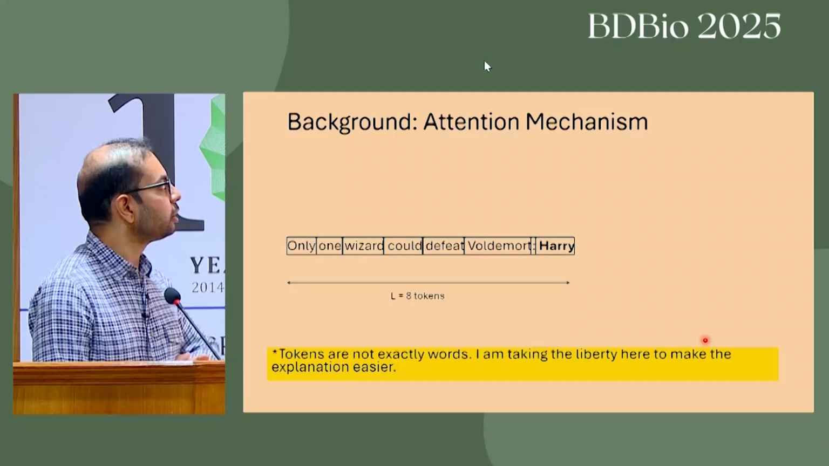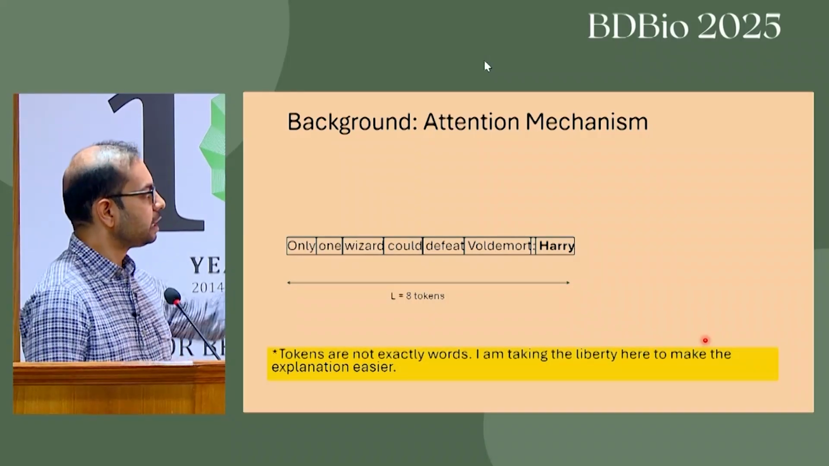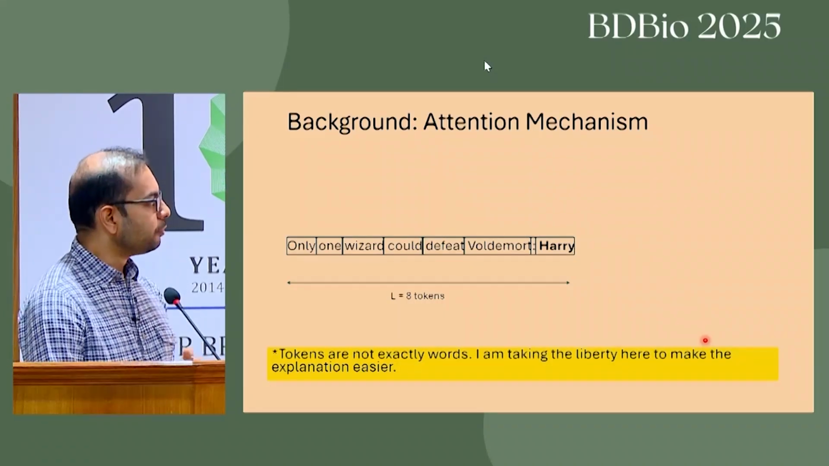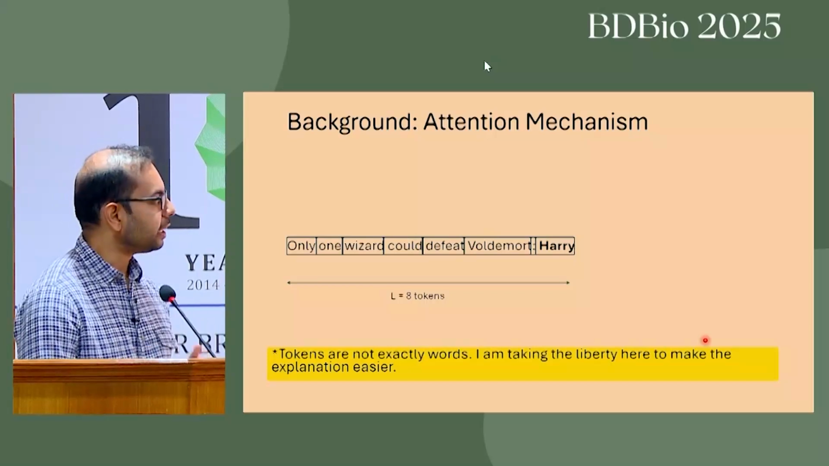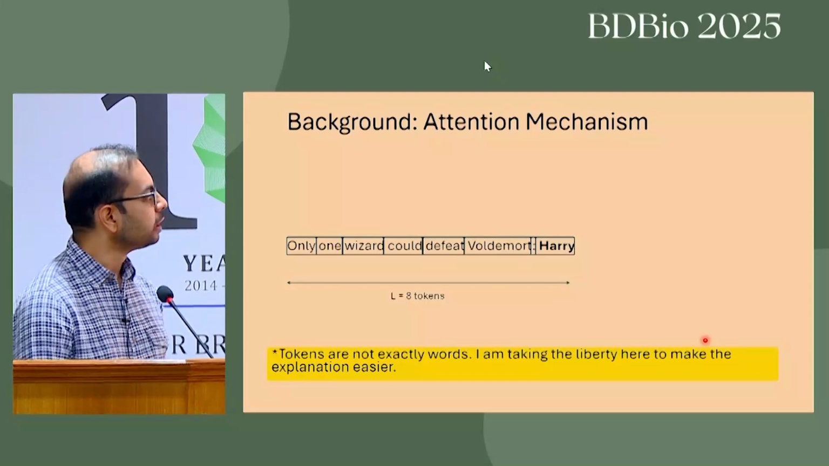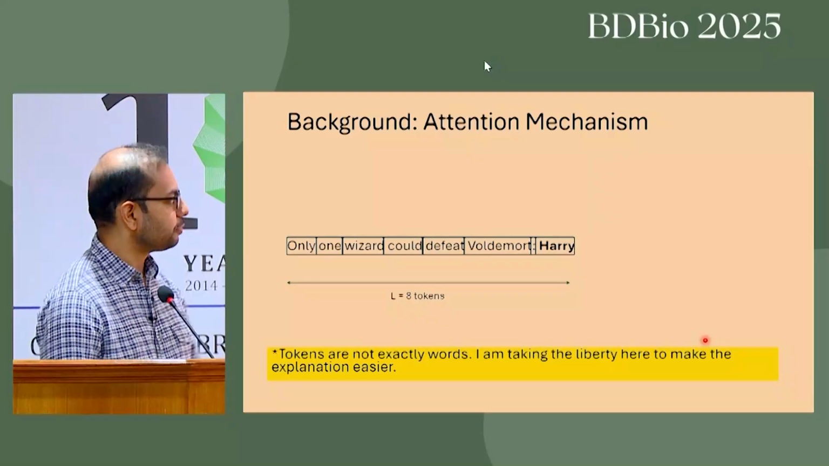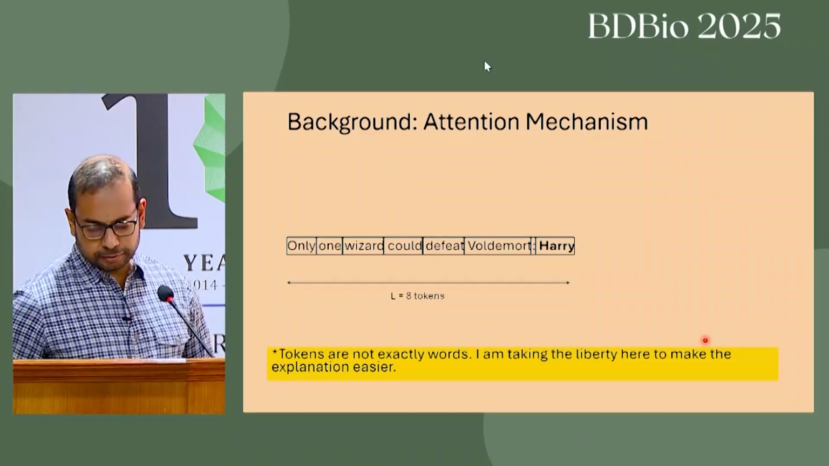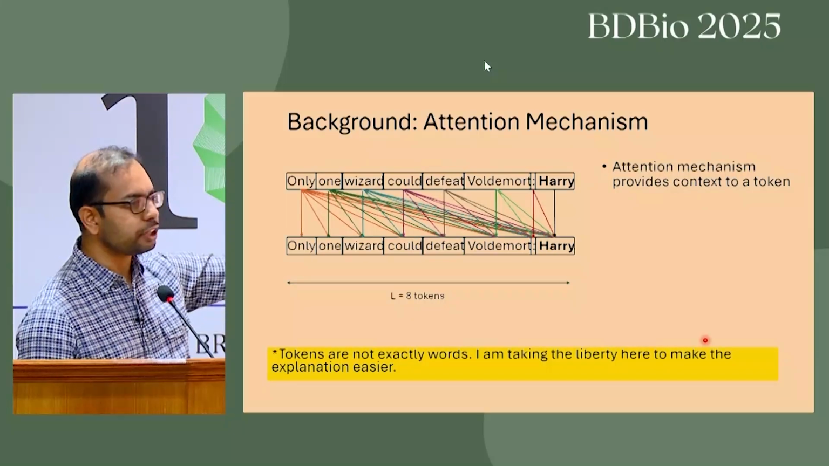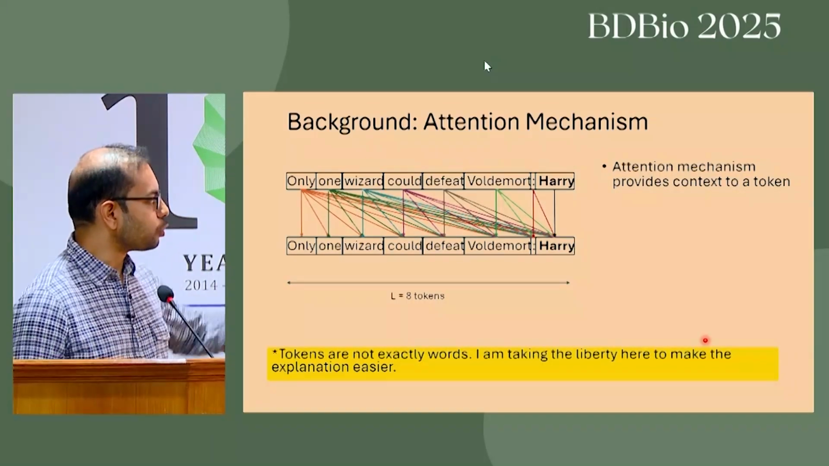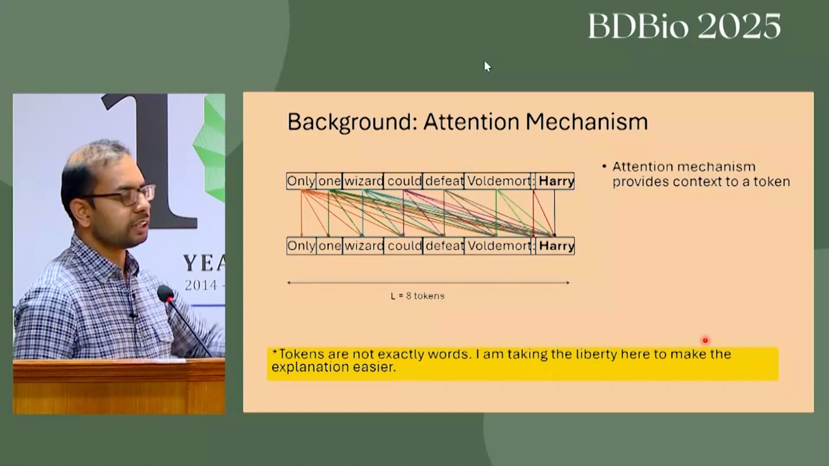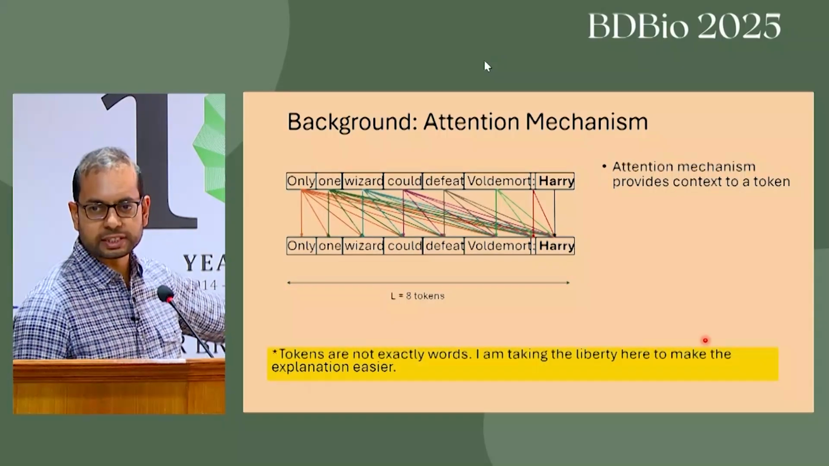So some more background on the attention mechanism. If you see this sentence, only one wizard could defeat Voldemort, Harry. We all know what Harry means here. Who is this Harry, right? But how do we know that? If only Harry was mentioned, we would not know, right? It could be the Prince Harry also. But just because of the rest of the sentence, we know what it is. And that's possible because we have this attention mechanism which provides context to each and every token in the sentence. And of course, I'm taking some liberties here. The words are not exactly tokens, but I'm just taking the liberties so that it's easy to understand.